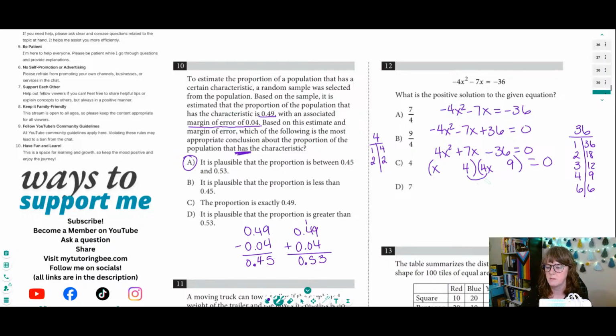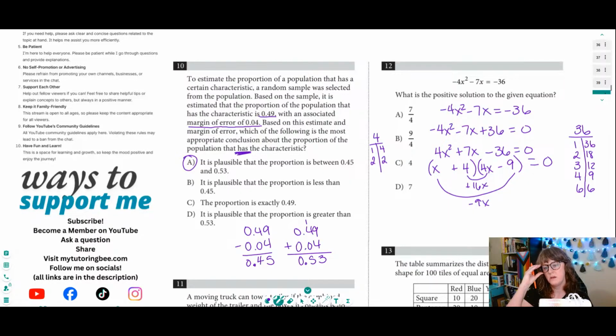And I'm just doing that because I'm kind of trying to think ahead. 4 times 4x is 16x, and x times 9 is 9x. And if I make the 9 negative and the 16 positive, then that would give me my positive 7x in the middle. And I know that one of my numbers has to be negative because 36 is negative. So that means that the 4 has to be plus and the 9 has to be subtracted. So here are our factors, x plus 4 and then 4x minus 9.